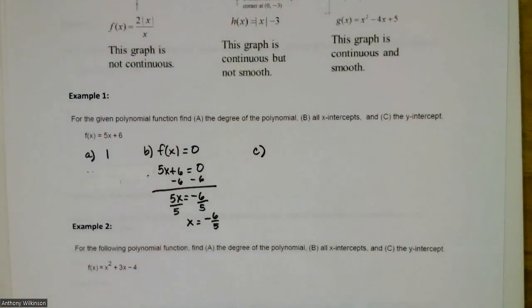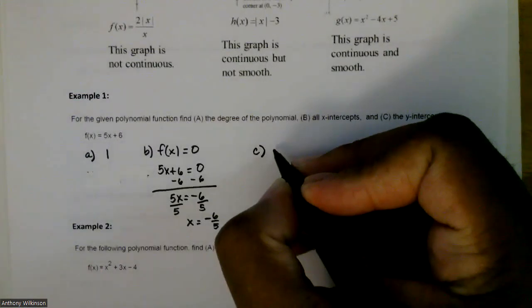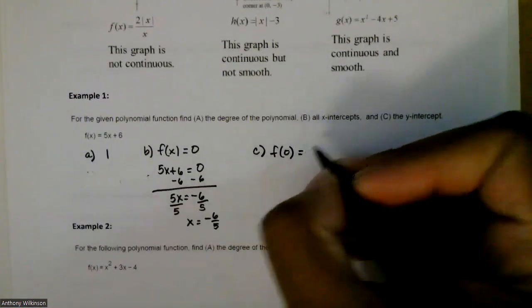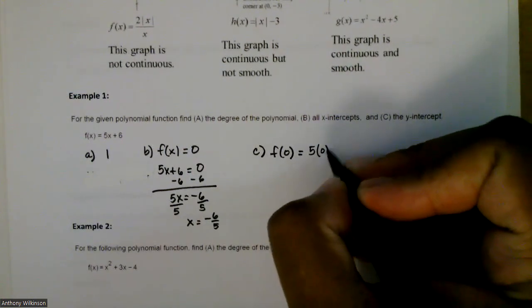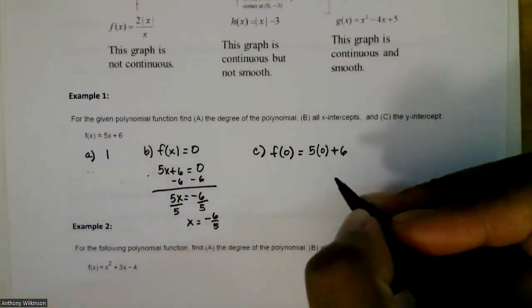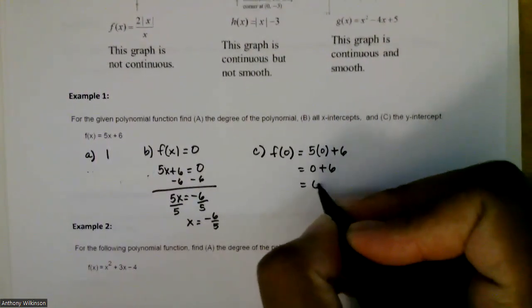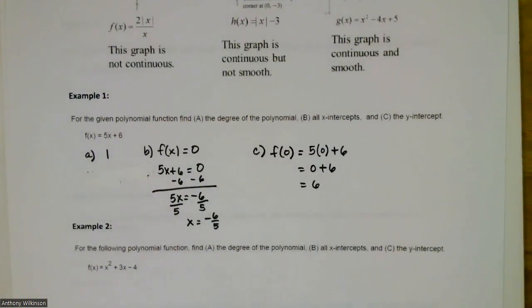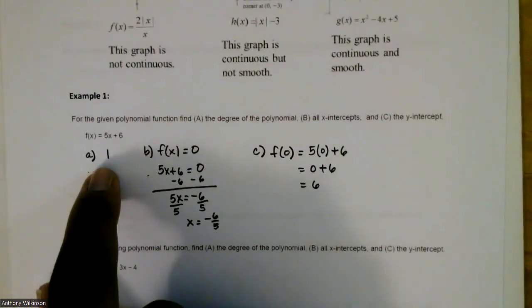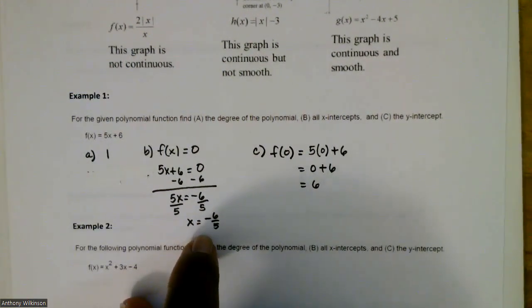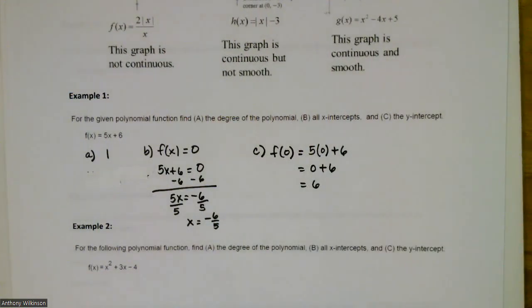And then for the y-intercept, we always let x equal 0, if you recall. So that means we just substitute 0 in for x. So it'll be f of 0, which is equal to 5 times 0 plus 6. 5 times 0 is 0. 0 plus 6 is 6. So the y-intercept there would be 6. So that's all we had to do there, was just simply find the degree of the polynomial function, which is 1, your x-intercept, which is -6/5, the y-intercept will be 6.